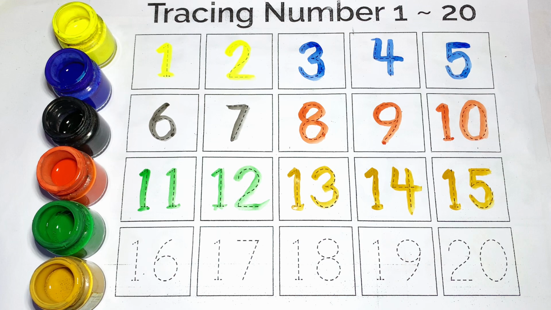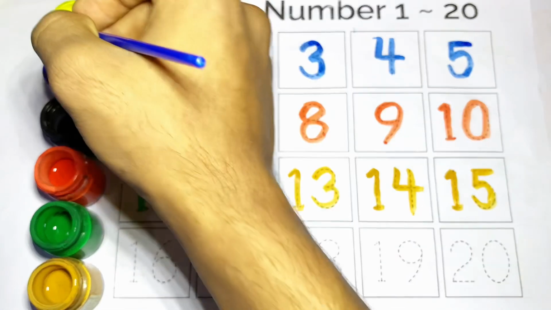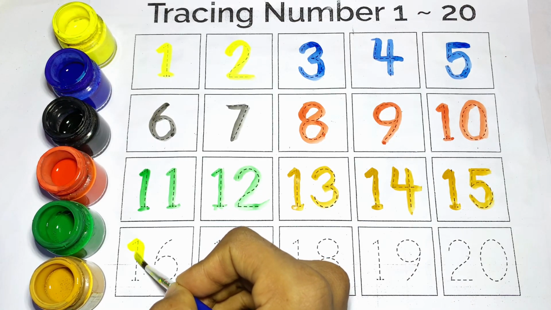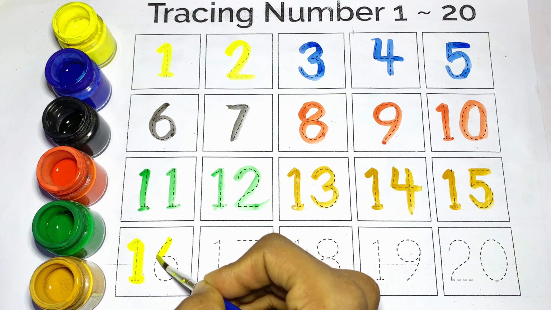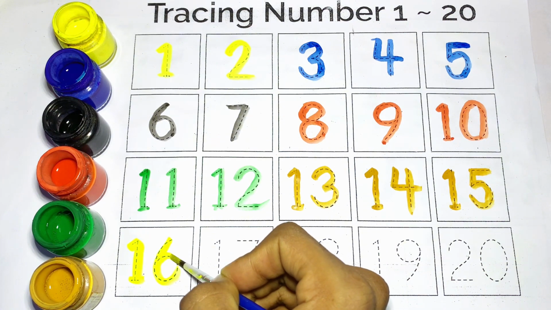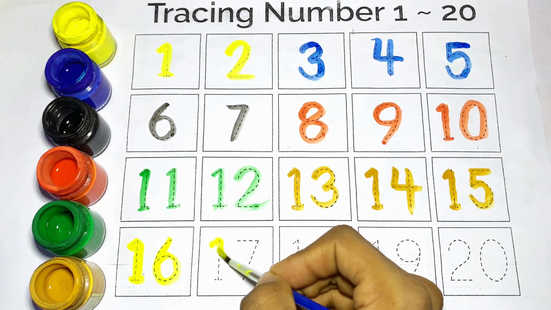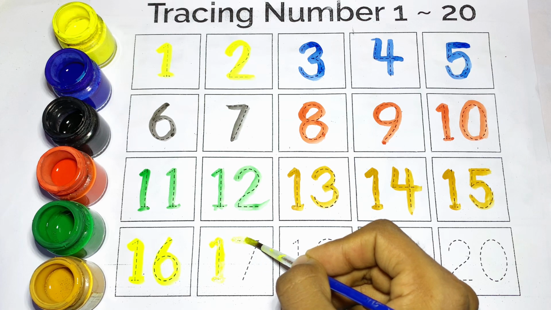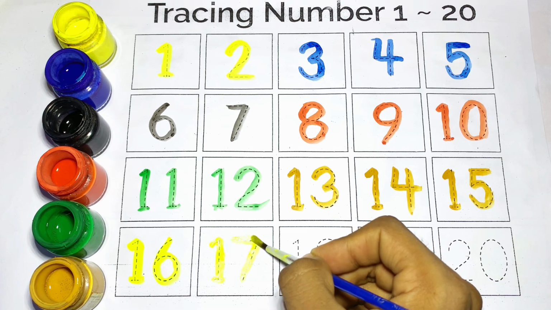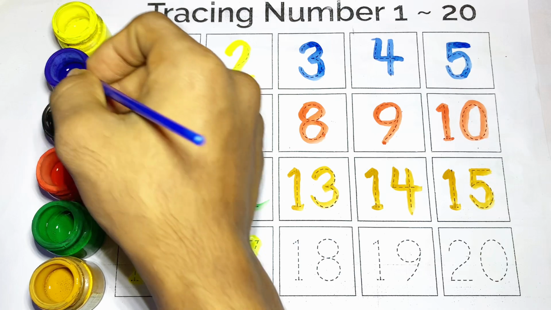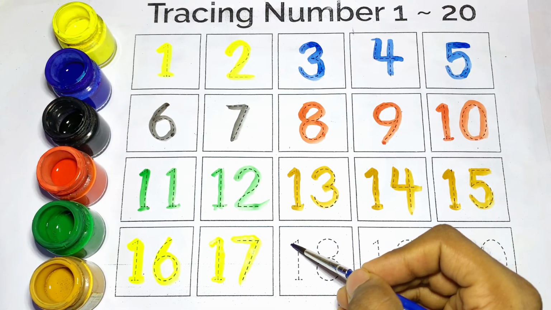Kids, now draw 16. The numbers of 16 and use yellow color. Kids, again use yellow color and draw 17. The numbers of 17. Kids, now draw 18. The numbers of 18 and use blue color.